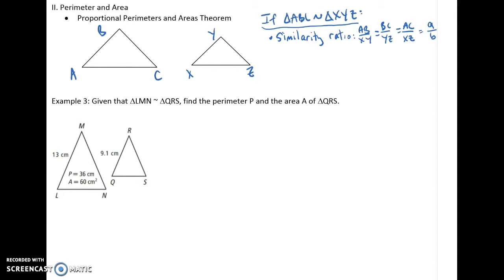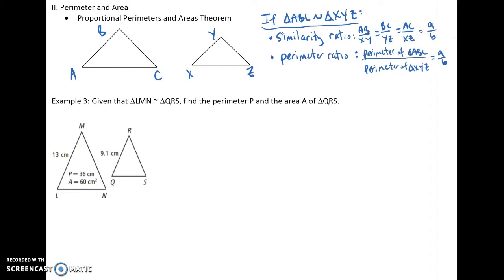The first is just remembering we have a similarity ratio because this is going to be the basis of the other pieces of this theorem. So first, remember, you would look at your corresponding sides of the 2 different triangles, right? AB goes with XY, etc., etc. And they're all going to equal the same fraction, some number A over B.